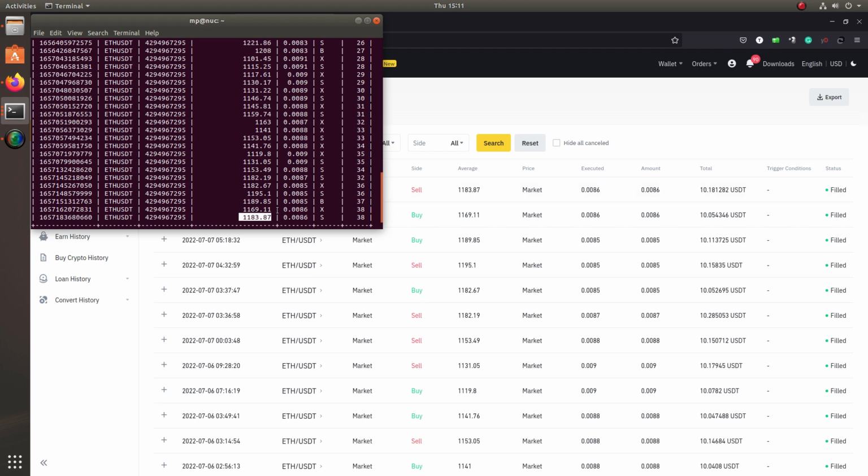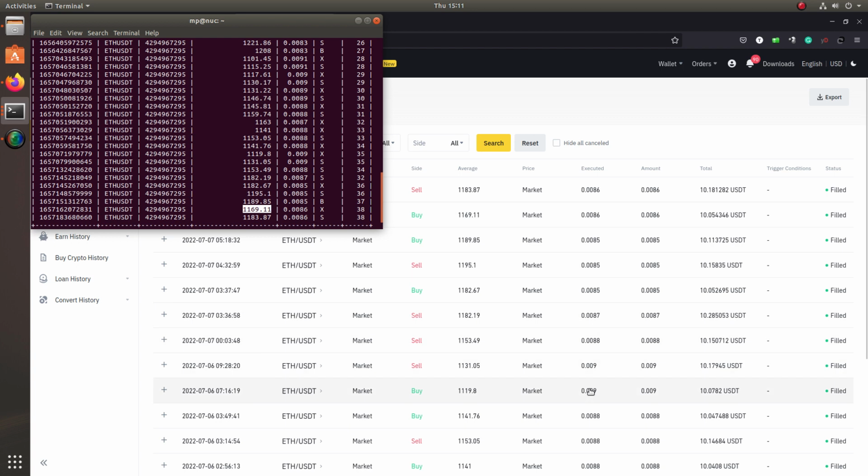So we sold a quantity of 0086 at a price of 1183, and we bought the same quantity of 0.0086 at a price of 1169. So we bought at a price of 1169, a quantity of 0086, and so on.